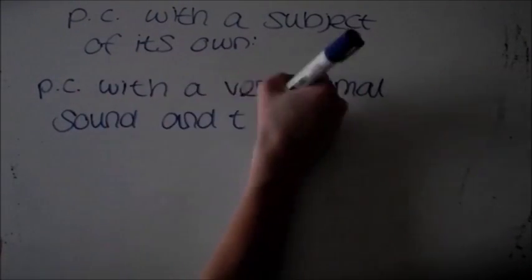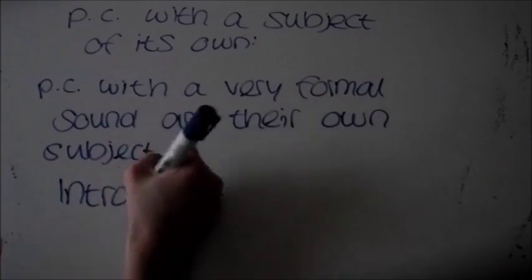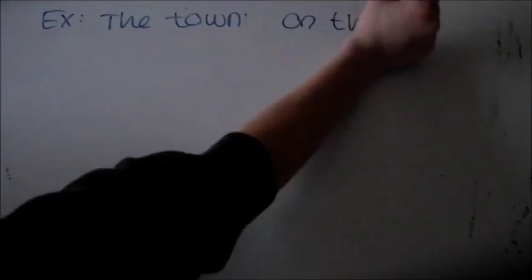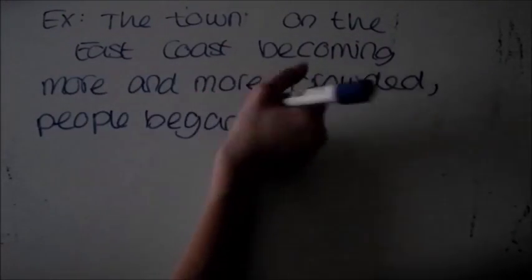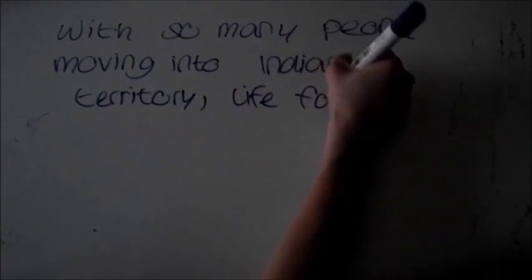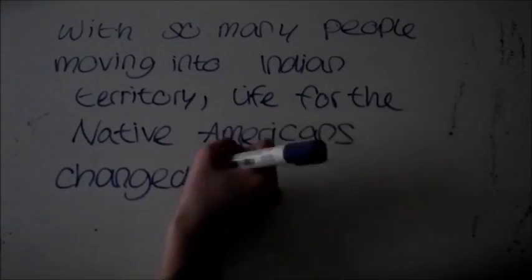The participle with a subject of its own sounds very formal. If it's introduced by with, it sounds less formal. Two examples: the towns on the east coast becoming more and more crowded, people began to look for land in the west. This sounds more formal than our next example. With so many people moving into Indian Territory, life for Native Americans changed dramatically.